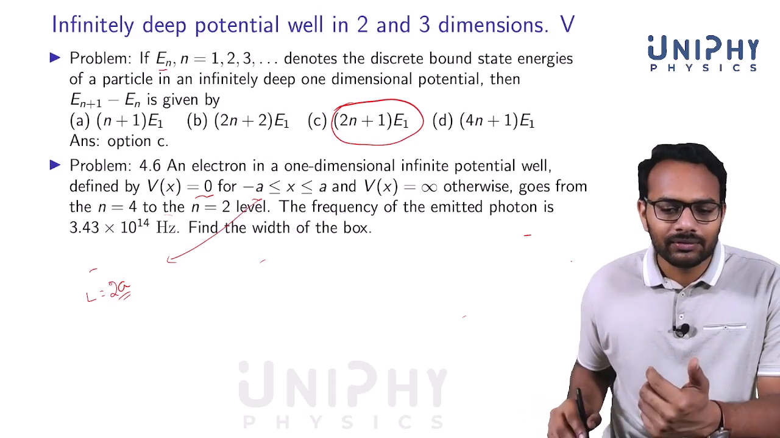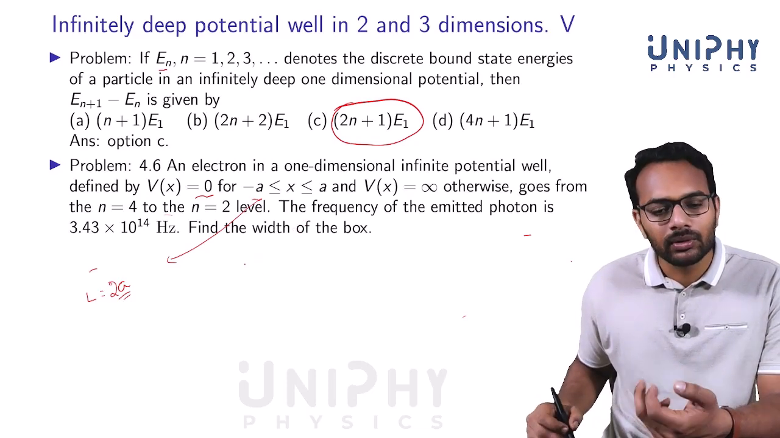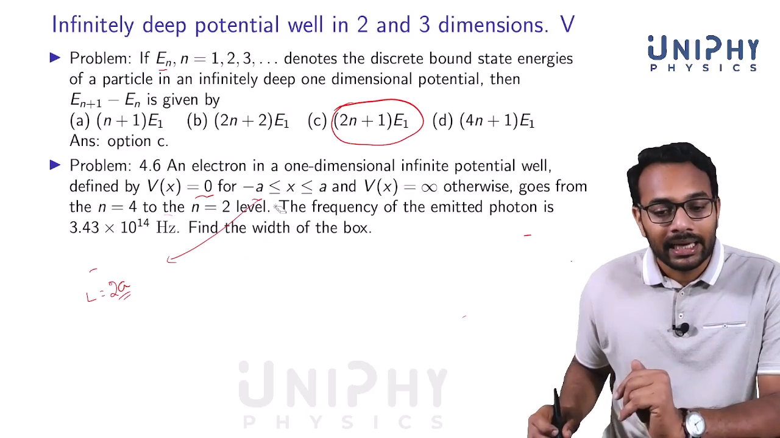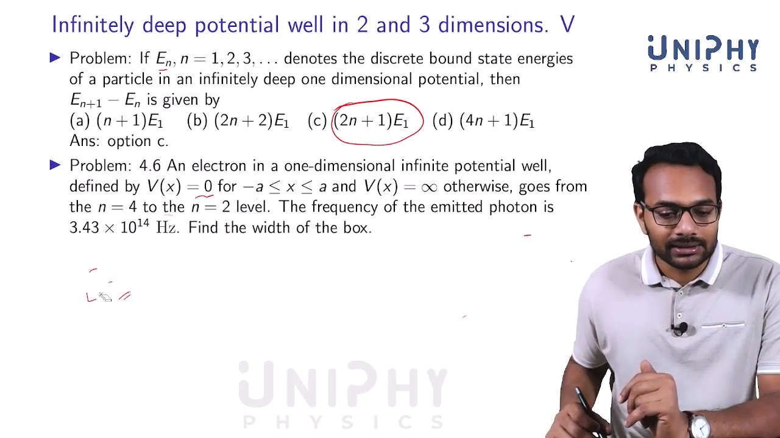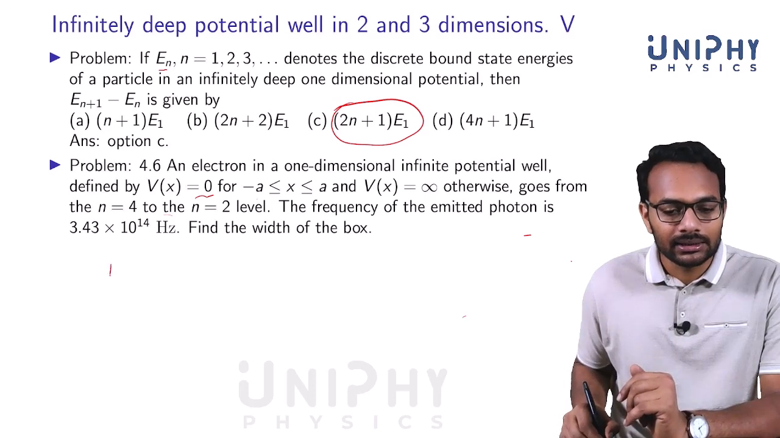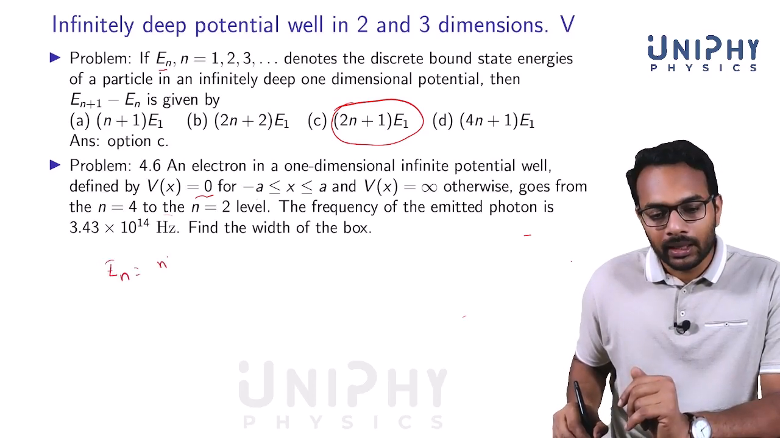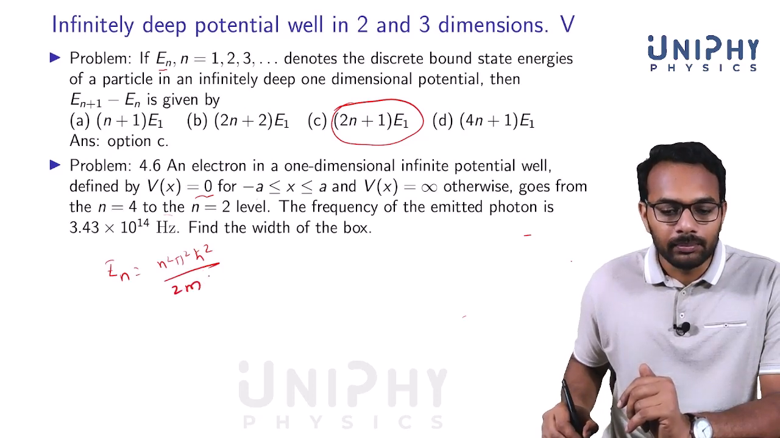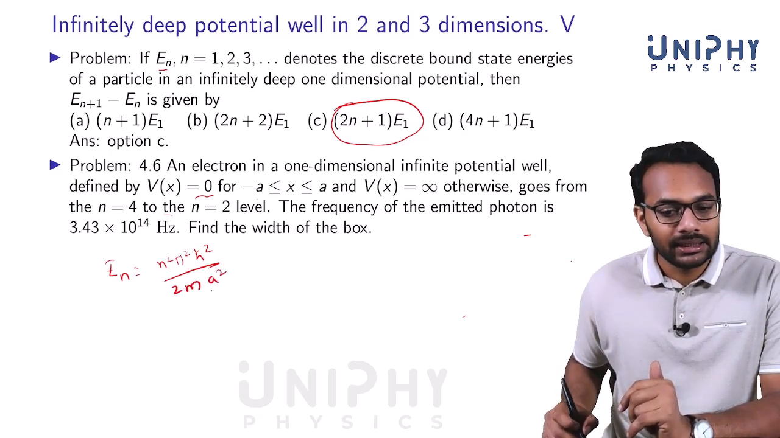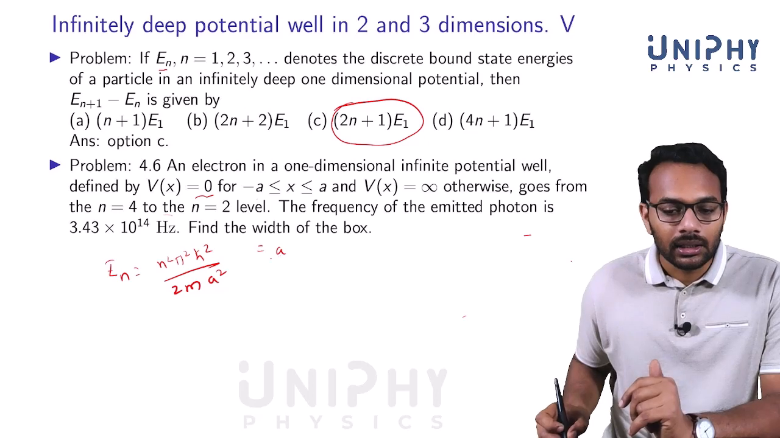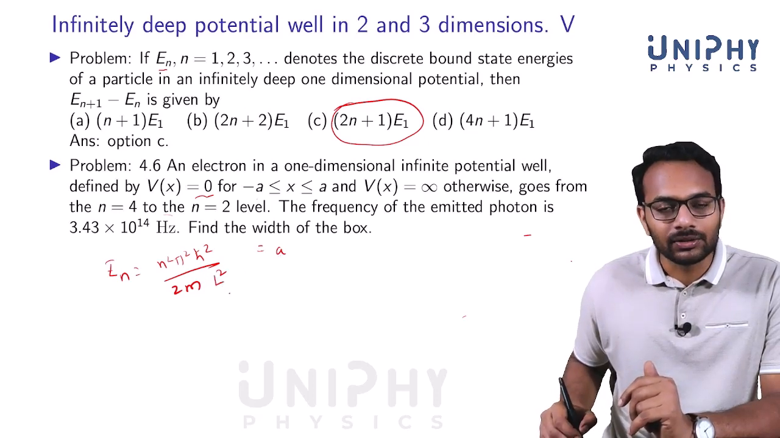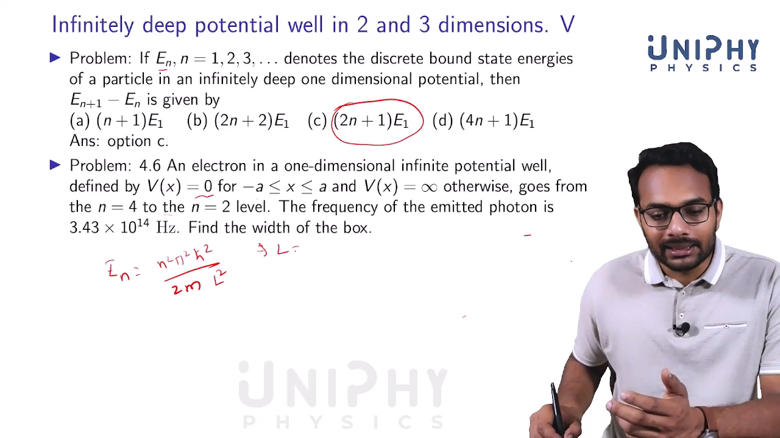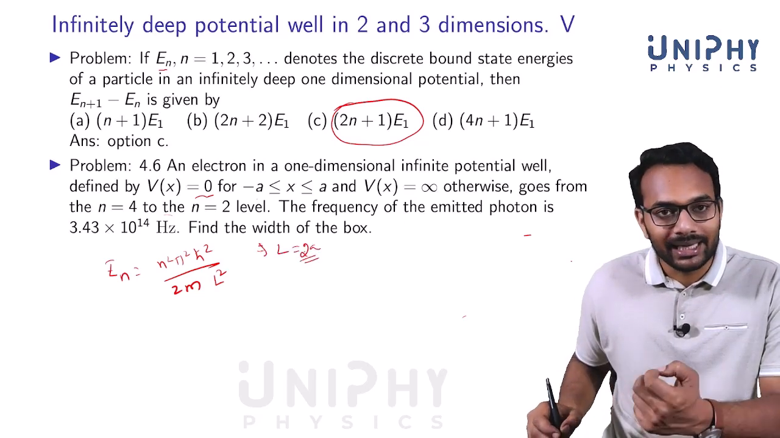So we know that for a symmetric well also, we are talking only about the energy eigenvalue here. So that's fine. It's the same. Alright, what's the energy eigenvalue? We can write En is equal to n square pi square h cross square divided by 2mL square, where L is the width of the box. In this case, L is equal to 2a. Have to remember this. L is equal to 2a.